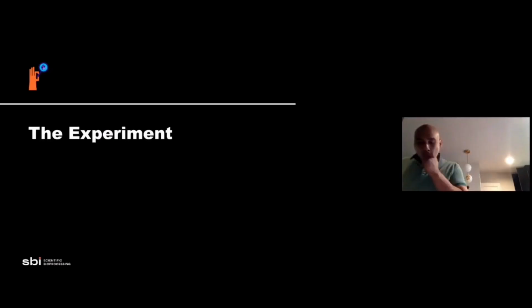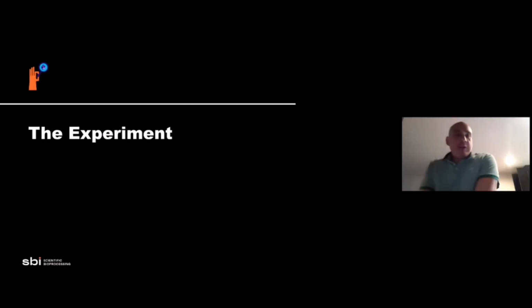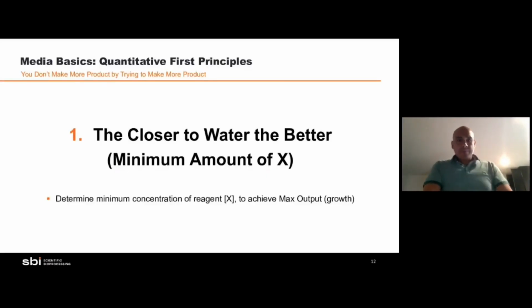So we will now go over a specific experiment where I used a nitrogen limitation, where I performed a nitrogen optimization, and I will go over how I use these guiding principles to get quantitative measurements that will, in the end, allow me to produce my media optimization.